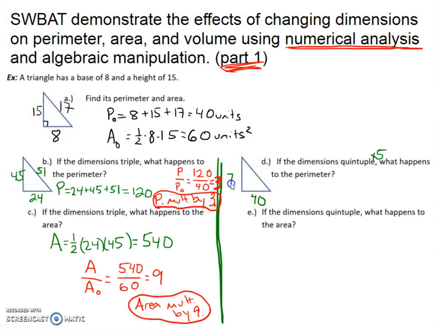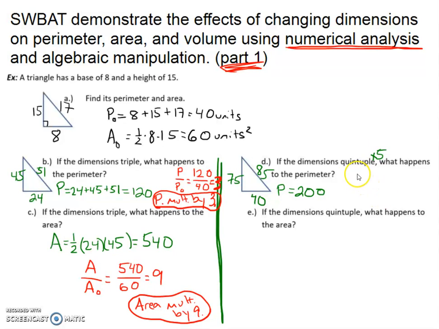15 times 5 is 75, and 17 times 5 is 85. So in this case, our perimeter is those added together, and if you do that, it comes out to 200. I know I'm doing this fast, but it's just adding.